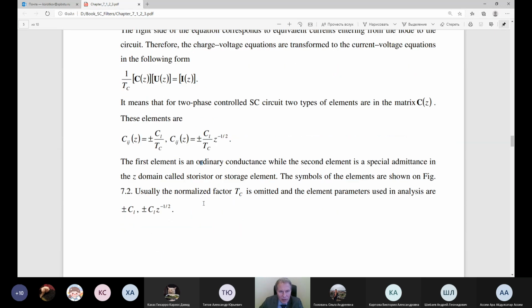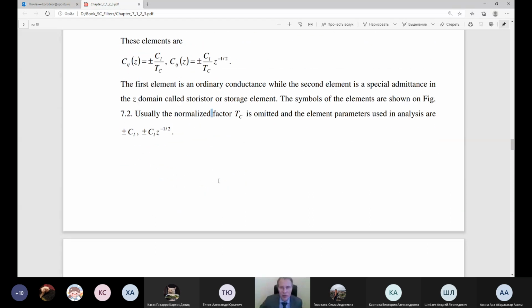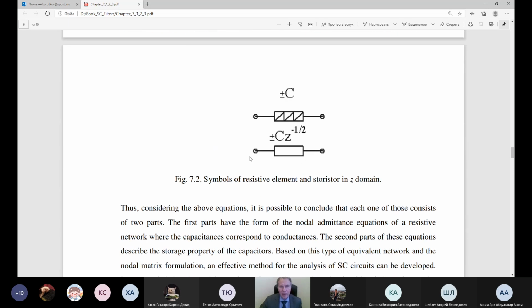So, as you can see here, the first element is an ordinary conductance. And the second admittance corresponds to the storage element. And usually it is called, as you can see here, staristor. So look, it is called a staristor. And of course we will use the same notation for them. And the symbols for these elements are here. The first resistive element is like that, and the storage element, staristor, is like that.